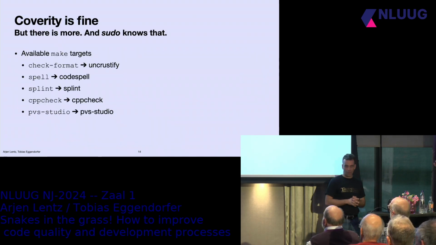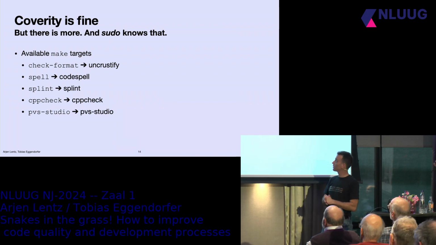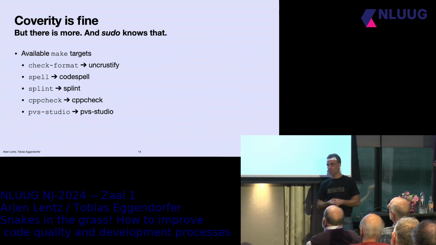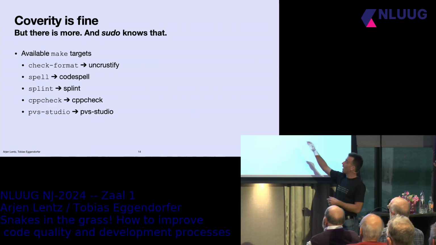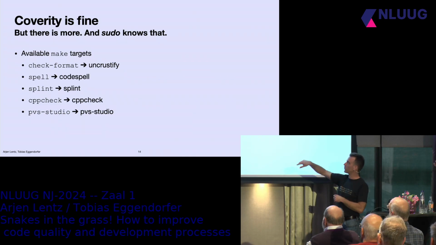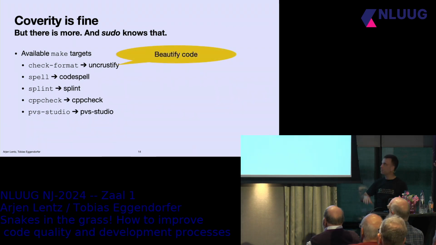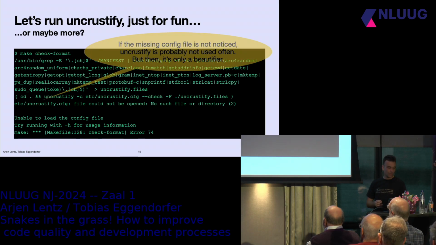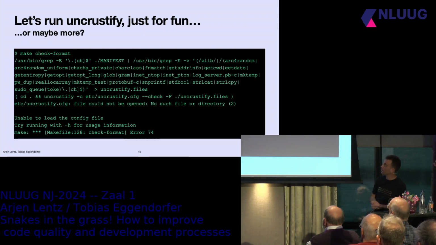Coverity is also a nice thing. And I'm not saying Coverity is a bad idea. I think it's a very good idea to run your code through Coverity. And the sudo team does. They also prepared a bunch of further make targets that would help make secure, safe, bug-free, clean, nice, beautiful code. They've even got uncrustify in there, so it looks nice. They've got codespell in there to find typos. They've got splint in there, cppcheck, and PVS-Studio, which is all nice stuff. I mean, beautiful code, find typos, oops, and all that jazz.